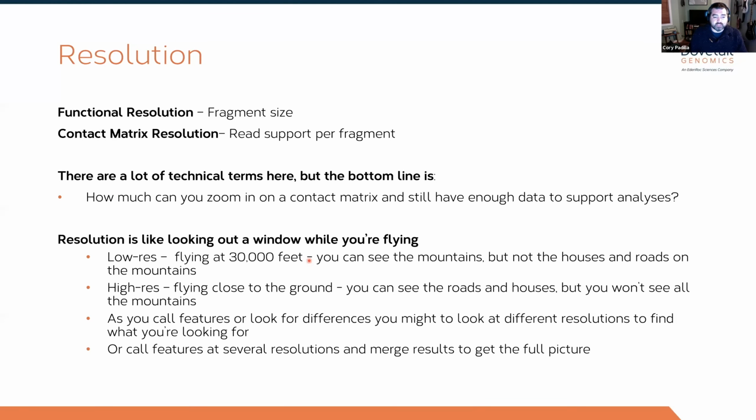Resolution, I like to think of it as like you're flying in a plane, right? When you're at 30,000 feet and you're maybe looking at things at 1 megabase resolution, you can see all of the mountainscape, but you can't see any of the houses and the cars that are on those mountains. If you fly really low down to like 1 KB resolution, you can see all the houses and cars, but you might only be able to see 1 or 2 mountains that are directly in front of you and to the side of you, right? You won't be able to see the whole picture. So call it multiple resolutions and see what you get.